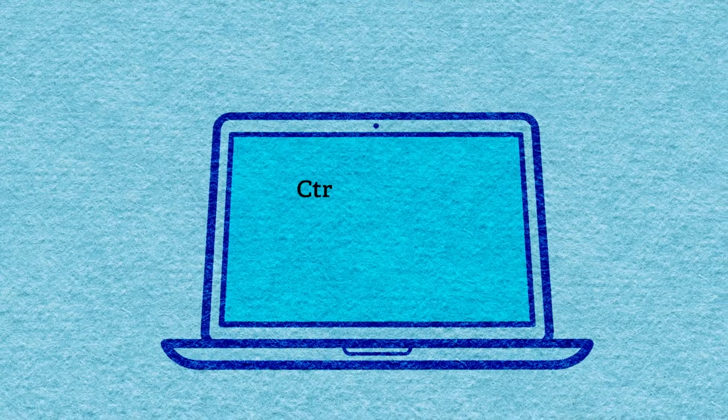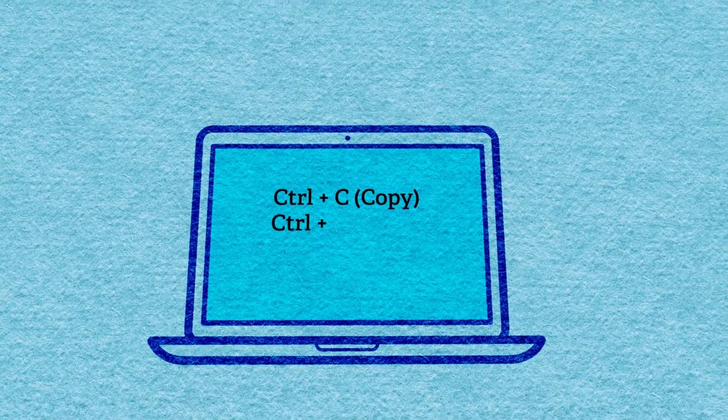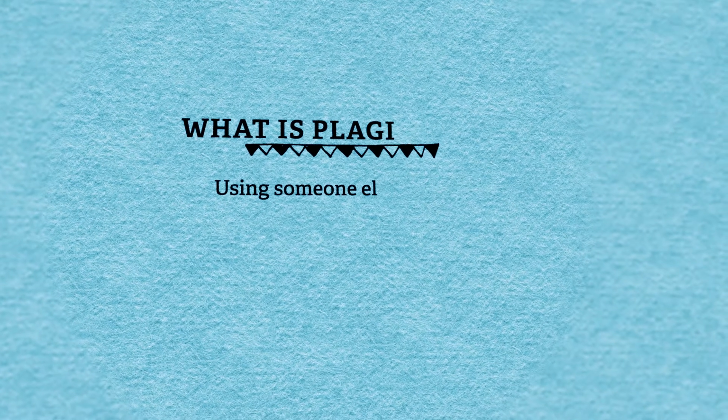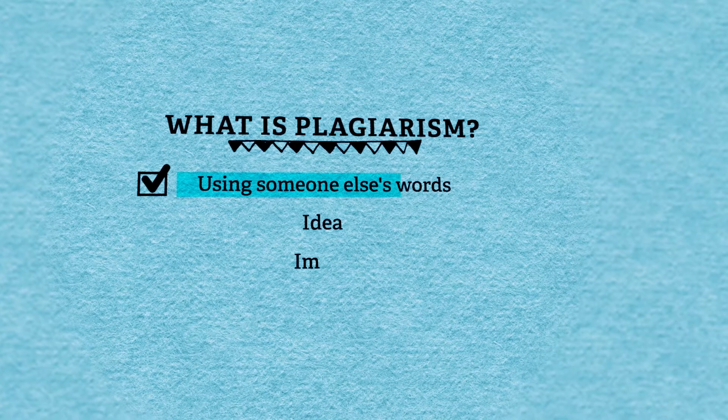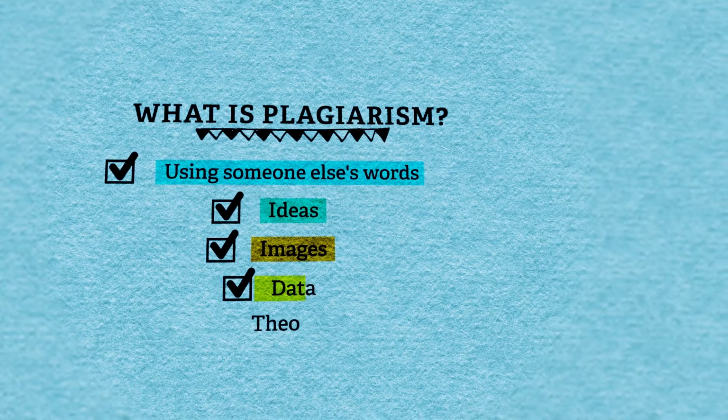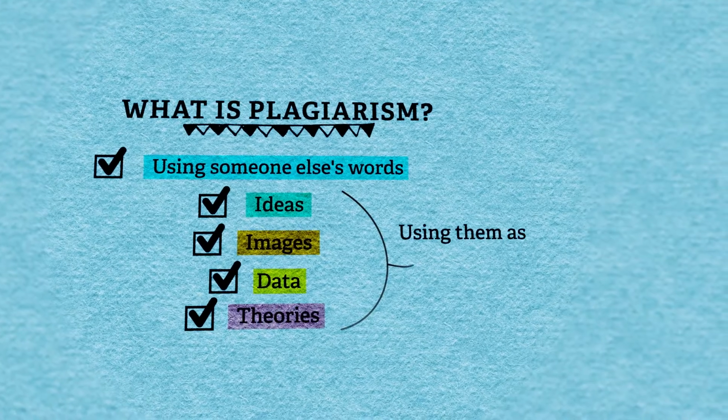What exactly is plagiarism? A lot of people think it's maybe just Control-C, Control-V, finding an essay on the internet and handing it in, but it's actually a little bit more in-depth than that. Plagiarism is using someone else's words, ideas, images, data, or theories, and claiming them as your own. If you're going out and finding other people's ideas and theories, that's great. It means you're doing research, but you just need to be able to cite it.